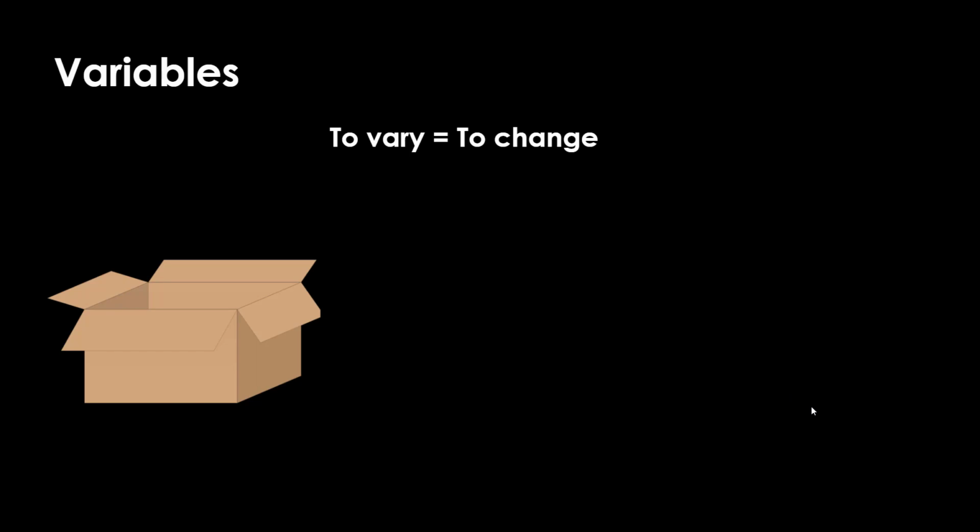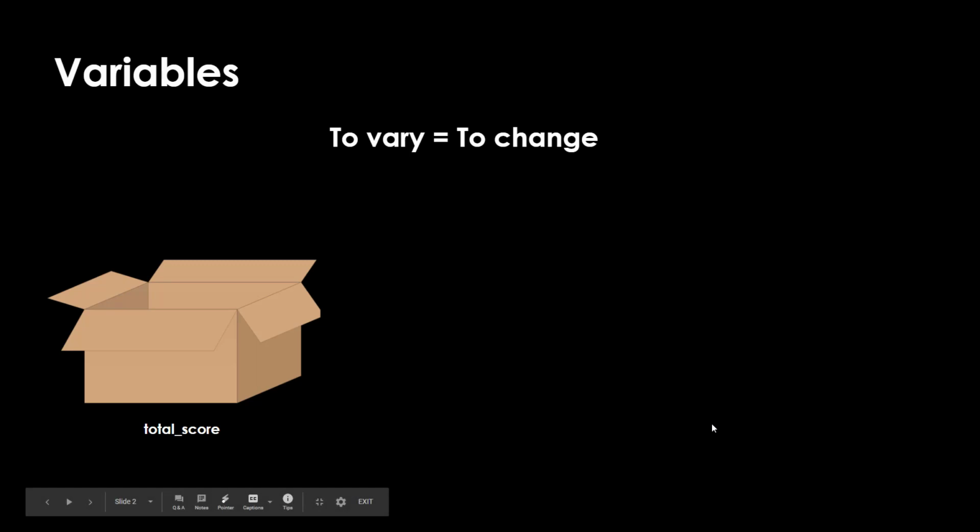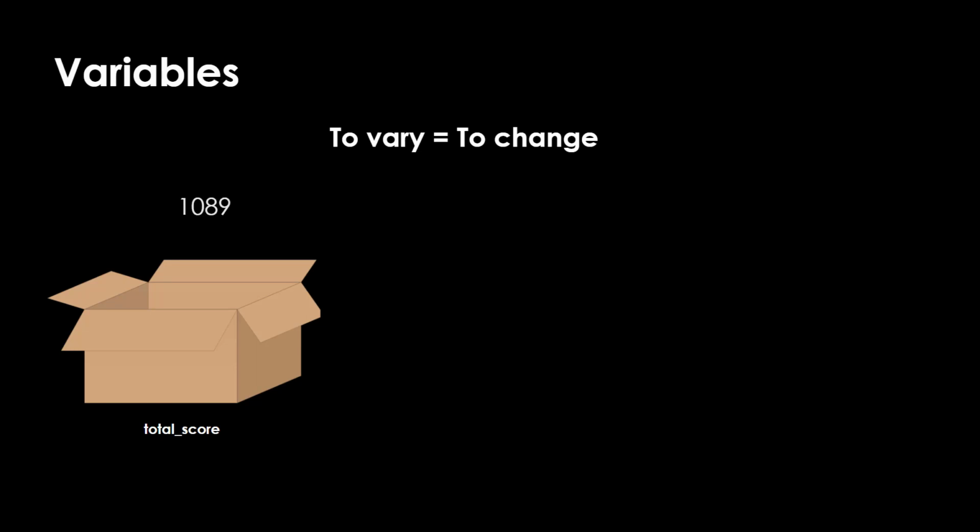In Python, we assign them directly. So consider your box here, and I wanted a variable called total score. The name is also referred to as the variable's identifier. So that is how we will reference and edit and put things inside our box. So total score is its identifier. So I was going to put 1089 inside the total score variable.